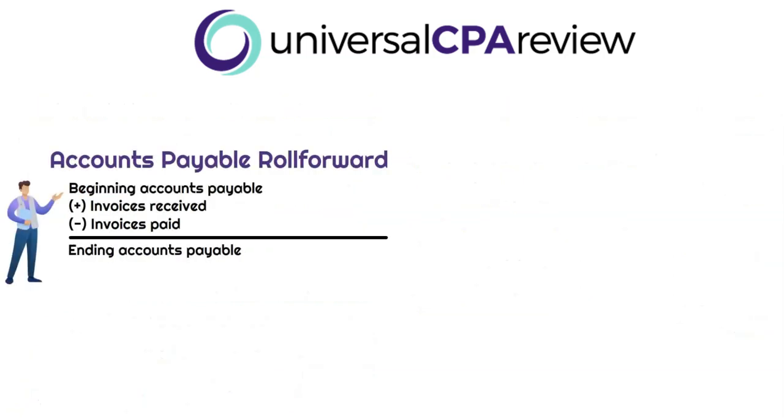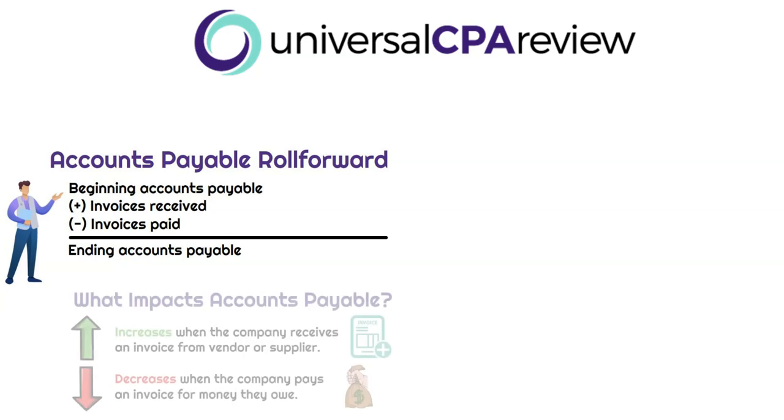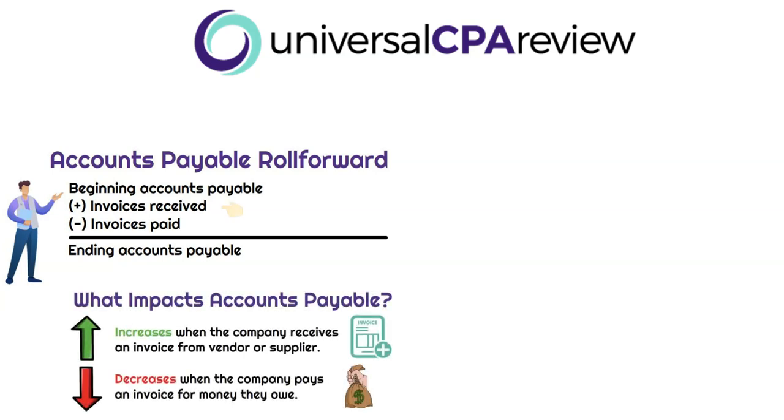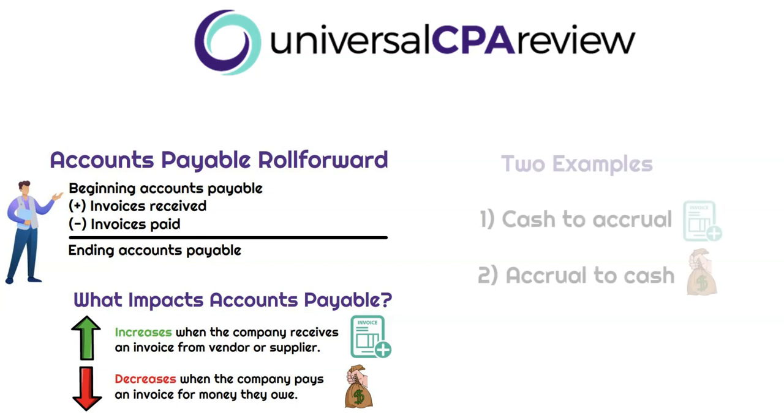So now that we understand what increases accounts payable and what decreases accounts payable, as well as the associated journal entries, now we're ready to talk about the balance sheet approach and the accounts payable roll forward. This is the roll forward that you're always going to use. It's always going to start with beginning accounts payable. And then what increases it? Invoices are received. And what decreases it? Invoices are paid. And then what we're left with is ending accounts payable.